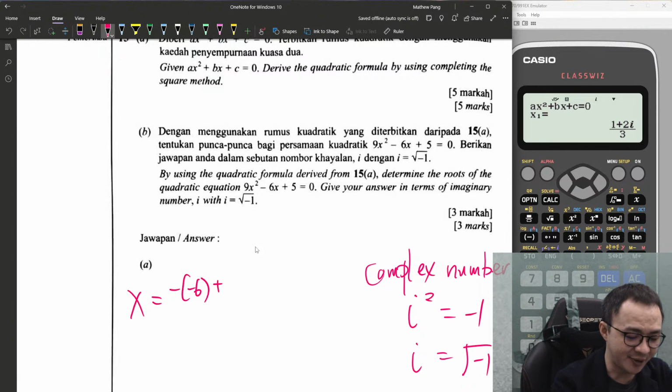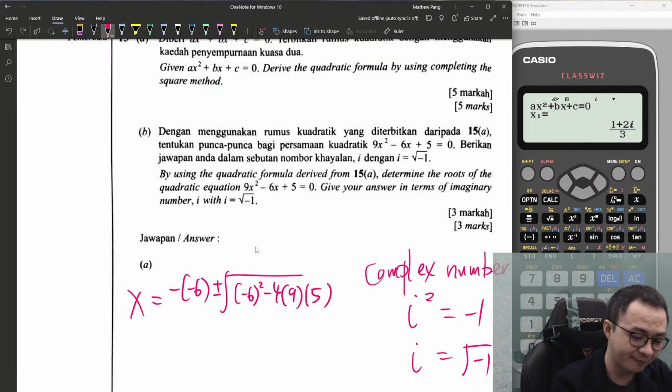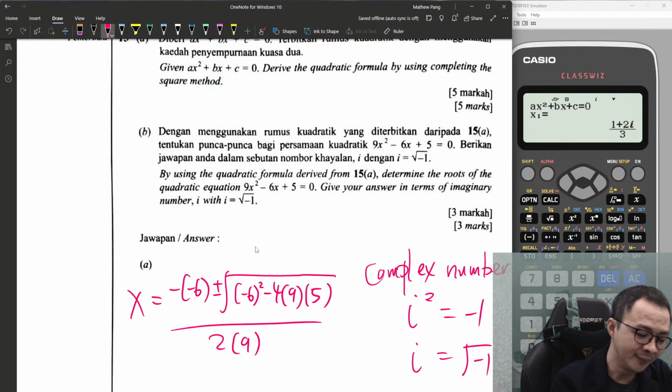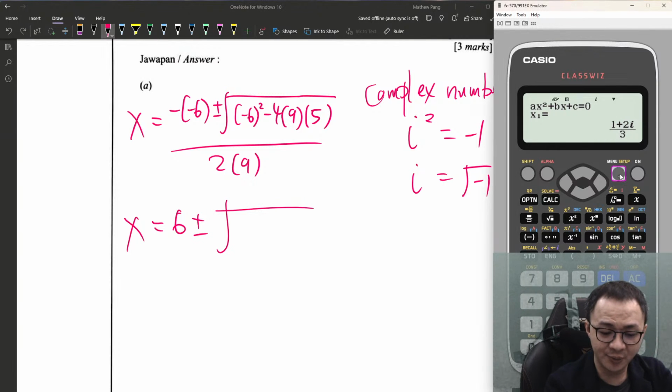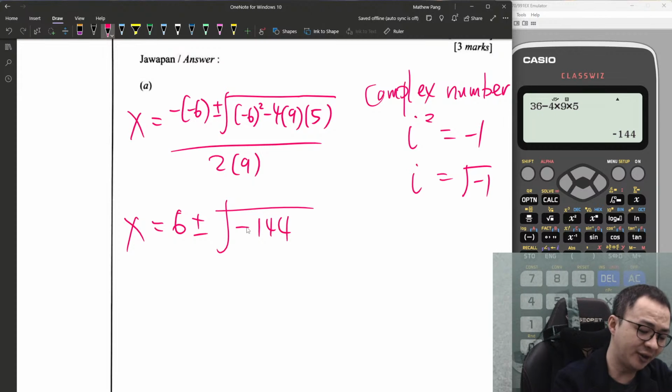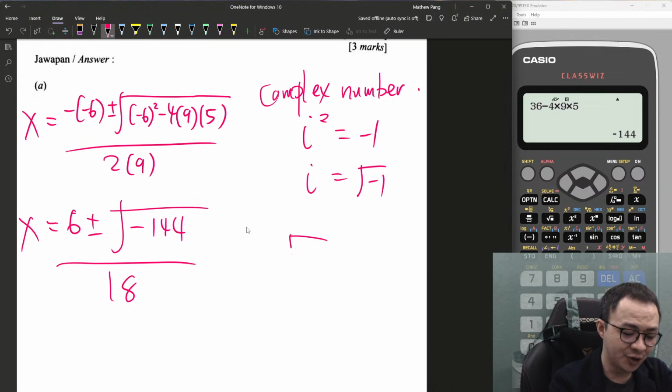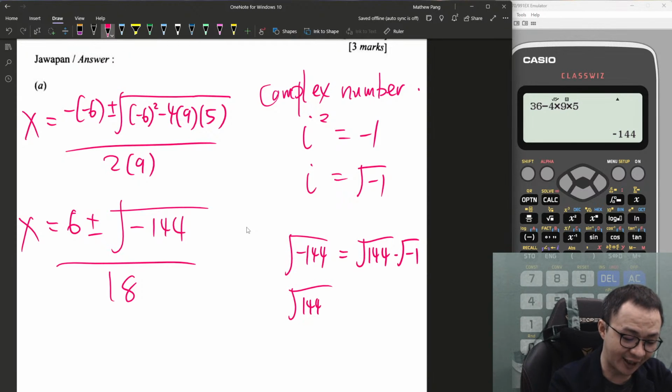Negative b plus minus square root of b squared minus 4ac divided by 2a. Alright, so this one is 6 plus minus square root of 36 minus 4 times 9 times 5, negative 144, divided by 18. Okay, now square root of negative 144, can I call it square root of 144 multiplied by square root of negative 1? Because this one is literally 144 times negative 1, right? So I can split into this one, isn't it?